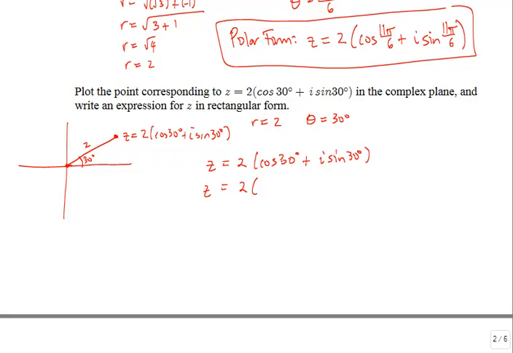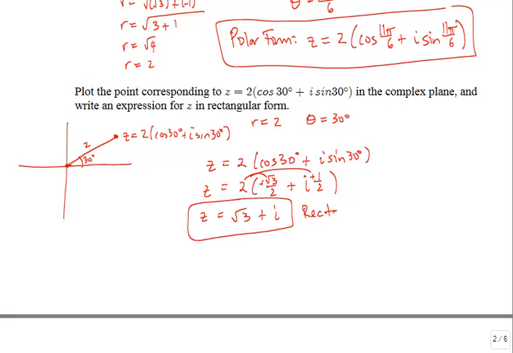Remember, 30 degrees is the same as pi over 6. So cosine of pi over 6 is root 3 over 2. Sine of 30 degrees, or sine of pi over 6, is 1/2, because we're in quadrant 1, so both of these should be positive. And if we multiply across by our 2, distributing it across, 2 times root 3 over 2 just gives you root 3, and 2 times 1/2, those cancel out, just giving me that positive i. So this is our rectangular form. So it's much easier to go from polar form to rectangular form than to go from rectangular form to polar form.